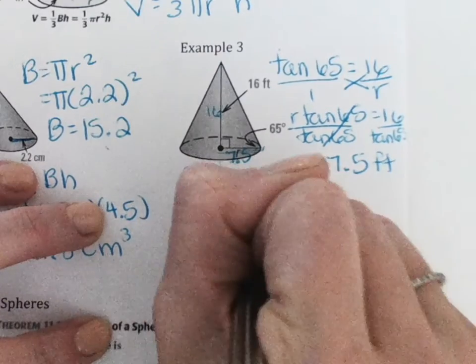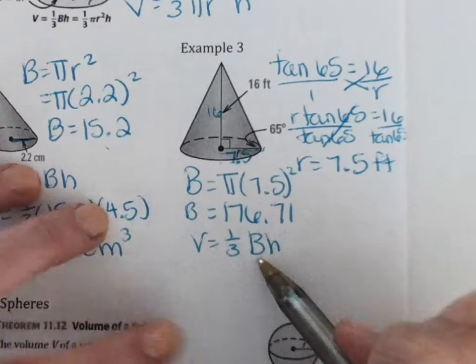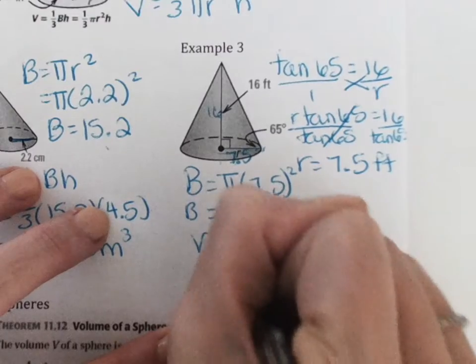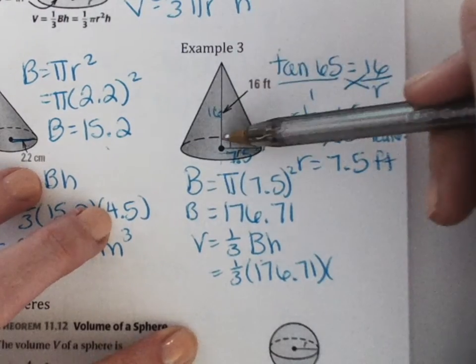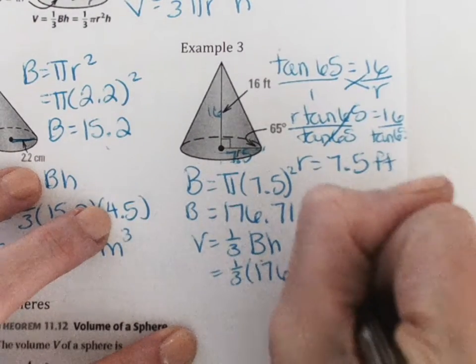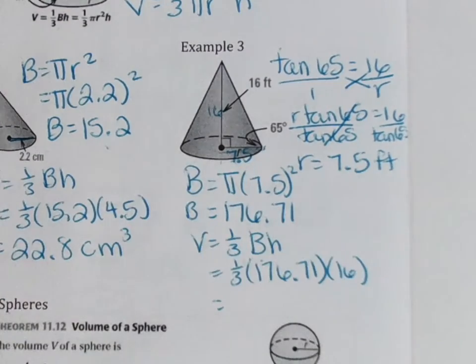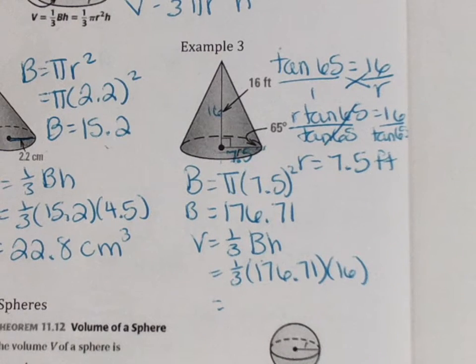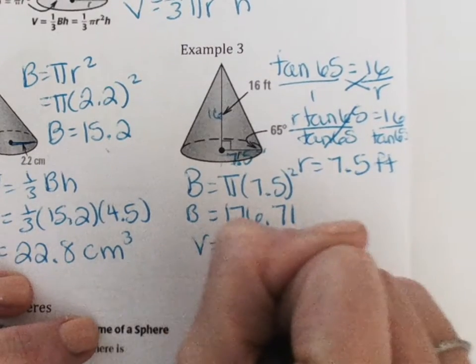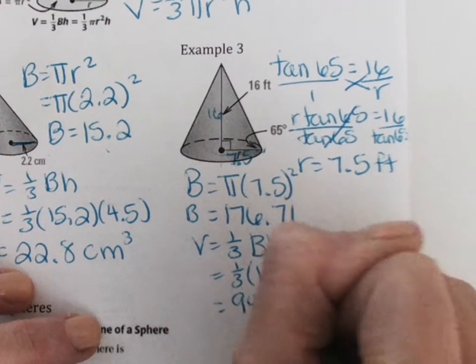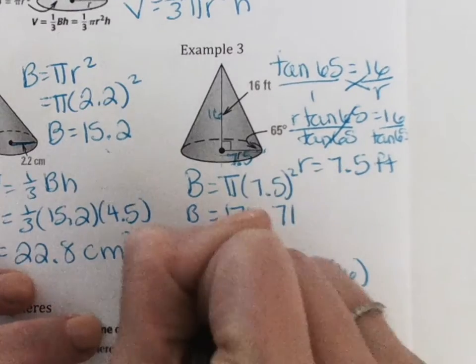Then 1/3 times the area of the base times the height. So 1/3, 176.71 times the height of the cone, which is 16. Plug all that into my calculator, and I get 942.45 feet cubed.